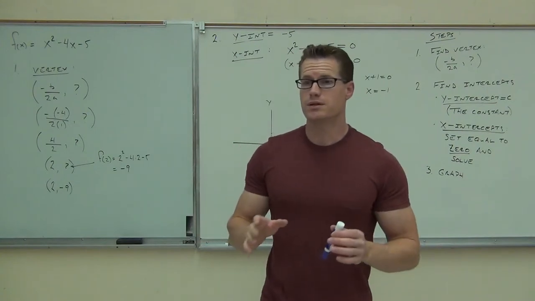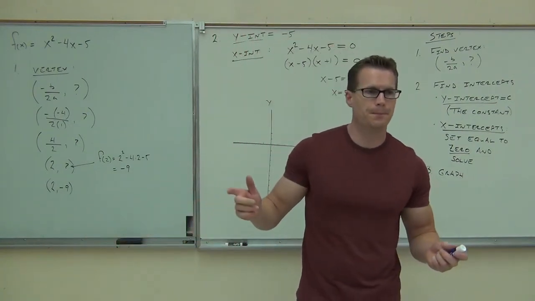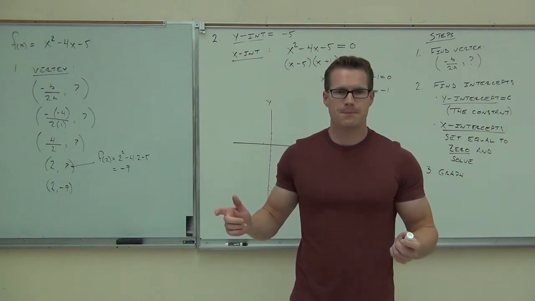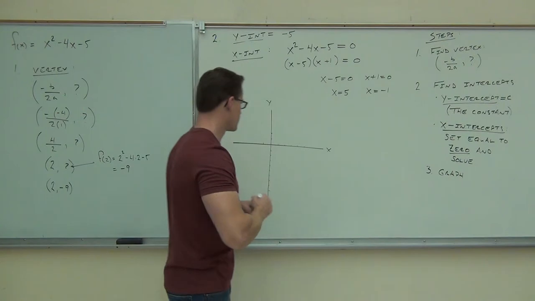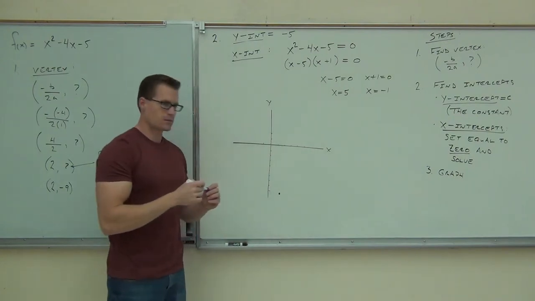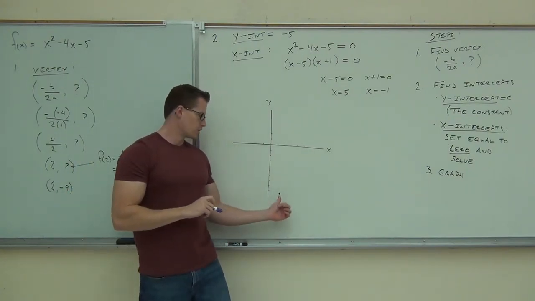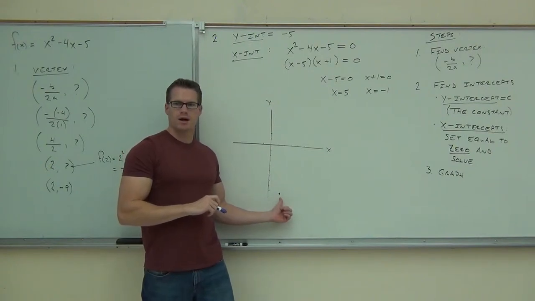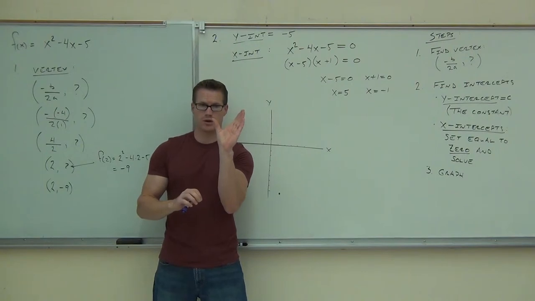Hey, if you can plot points, you can graph these parabolas. So let's look back at our vertex. What's our vertex, ladies and gentlemen? What was it? Plot that point right now on your graph. So 2, negative 9, that's down here. Hey, just thinking back, should this be the lowest or the highest point of my graph? Lowest. Because it's upward facing, you're right, that should be the lowest point of my graph.